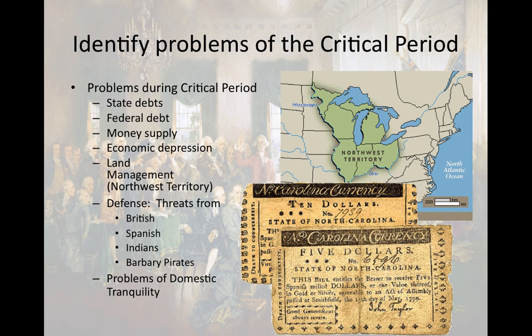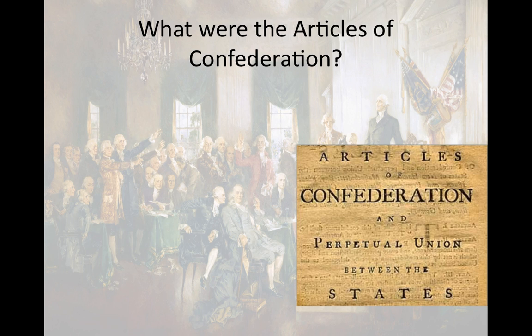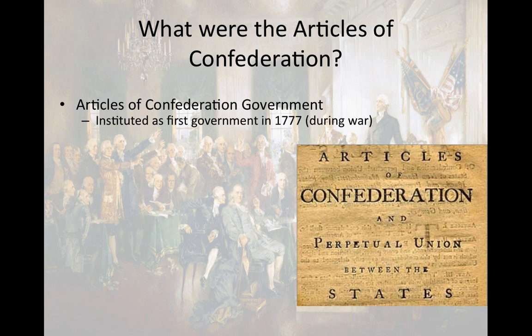And then finally, which we'll talk about a little bit later, you had problems of domestic tranquility. Hopefully that phrase rings a bell. We'll talk about why it rings a bell in a second. So those are the problems that need to be addressed, and the government tasked with addressing those issues is called the Articles of Confederation. It was our country's first written government. It was established in 1777, which is during the war, and it kept going through the end of the war, and it was the governing body once the war was over, and it was, well, terrible. And let's talk about why.